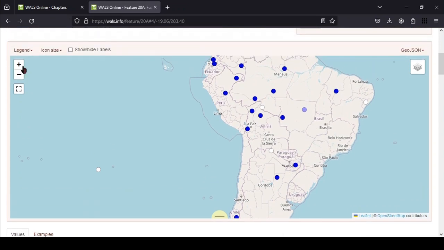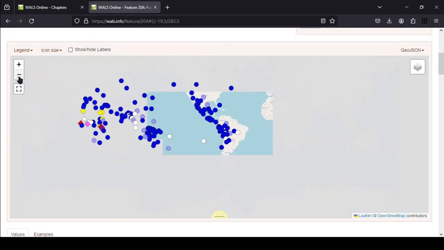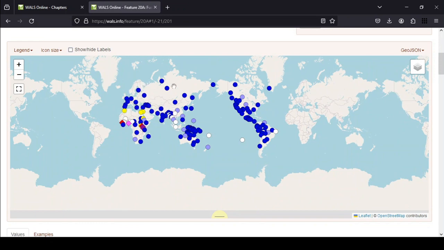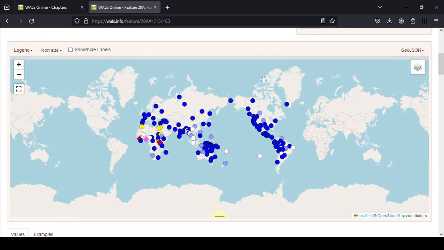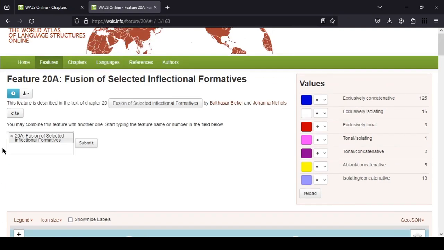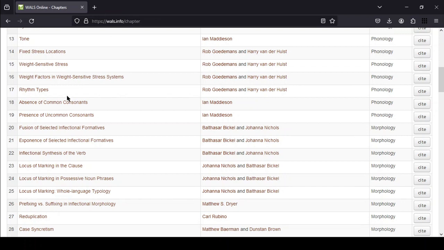So yeah, overall, let's look at the whole map again. You can see how much blue just dominates things. There's some pockets of white and light blue, but this is a world dominated by exclusively concatenative languages. Whoops, I didn't mean to close that.